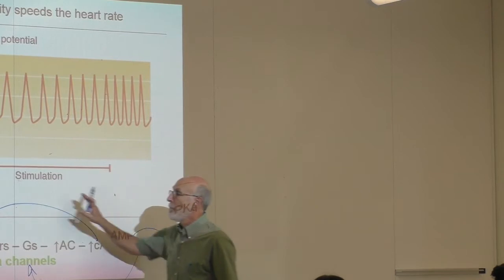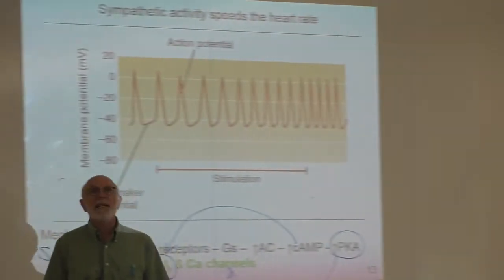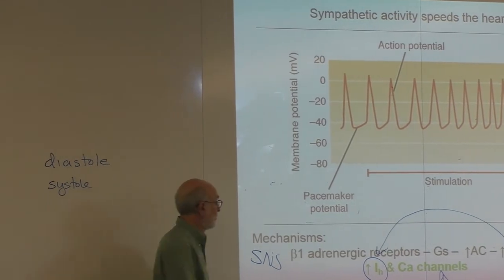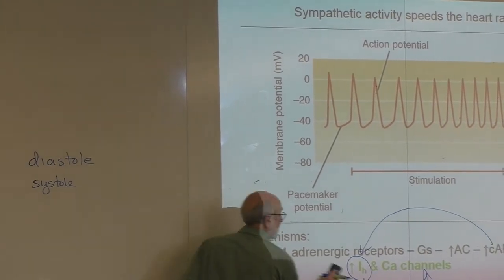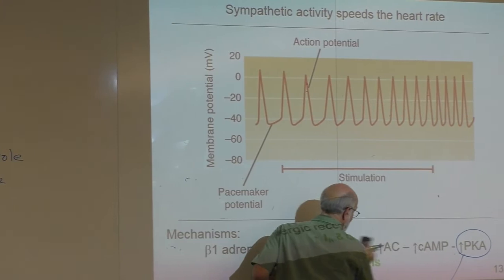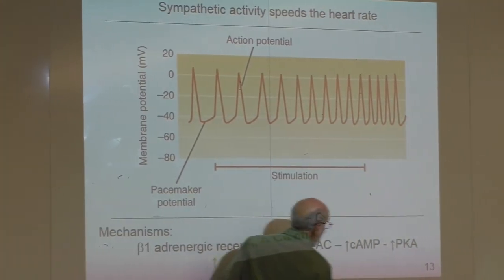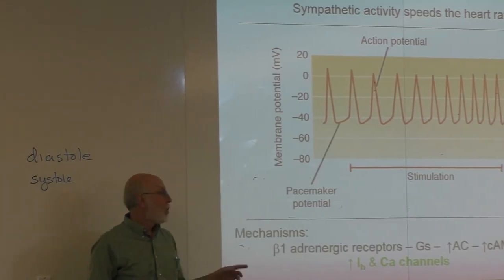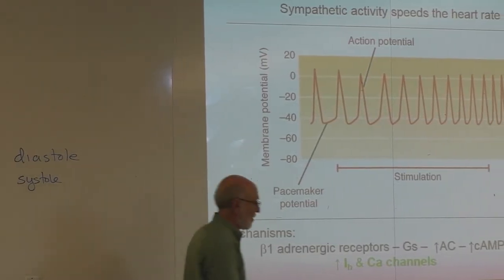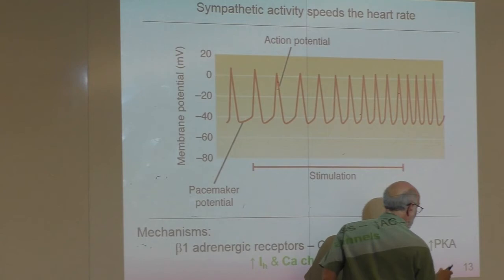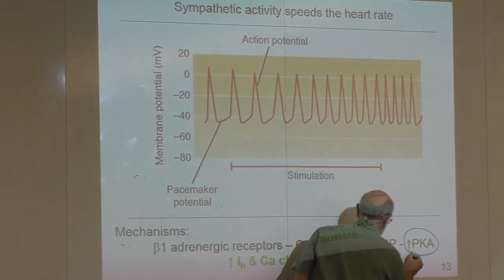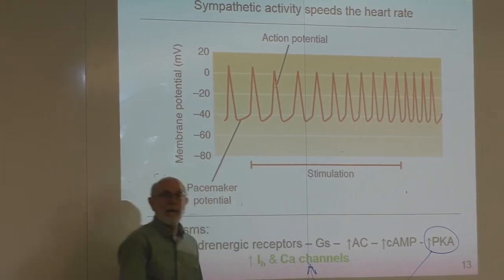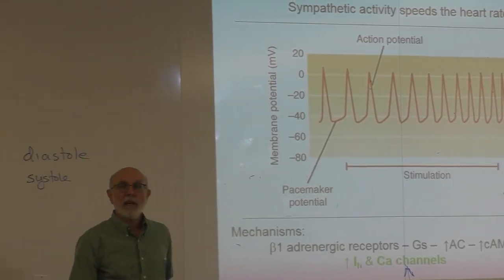Cyclic AMP binds to IH channels and makes it easier for them to open. And both of those work together to increase the heart rate. What do you suppose this does to contractile cells in the atria and ventricles?